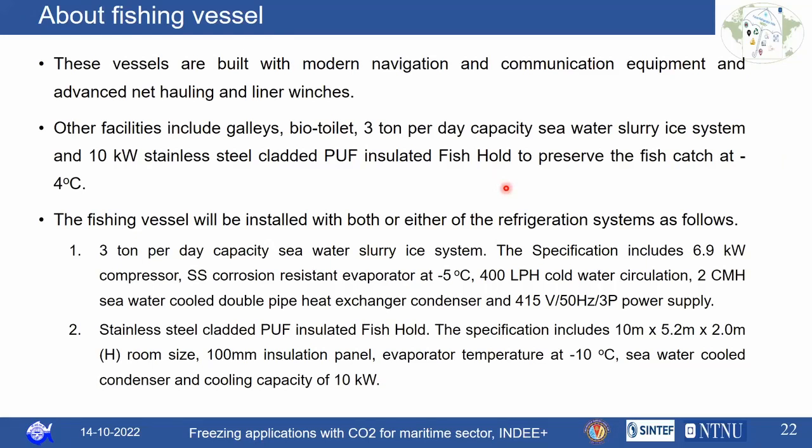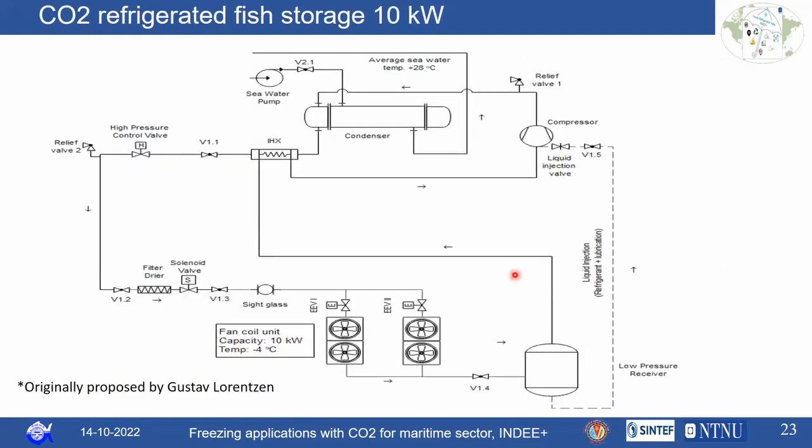So this fishing vessel can have either of the systems: either a 3 ton per day capacity seawater slurry ice system, or a 10 kilowatt fish hold at -4 degrees Celsius, where the temperature of the evaporator will be around -10 degrees Celsius. For that, we have proposed a 10 kilowatt CO2 refrigeration system. This is a layout of a system being proposed by Gustav Lawrence.